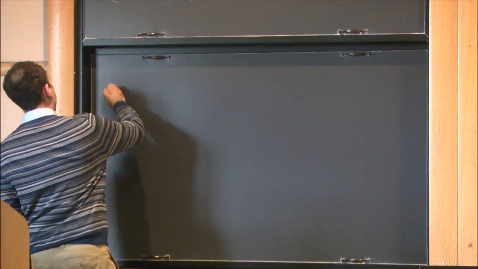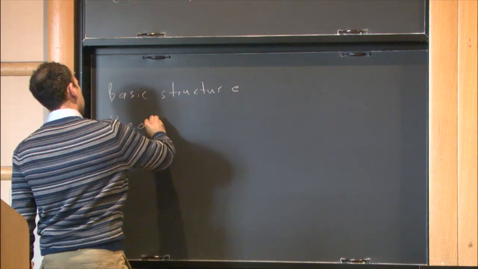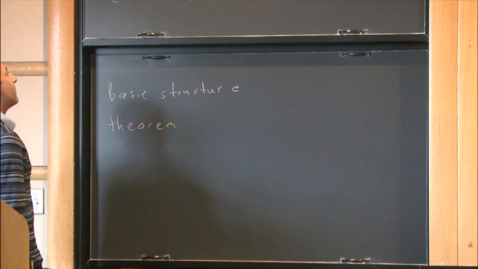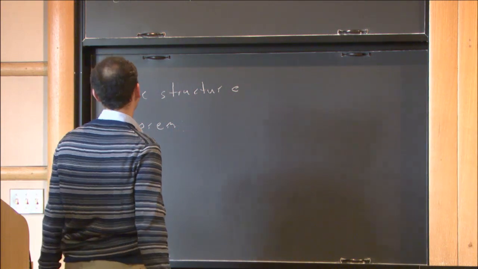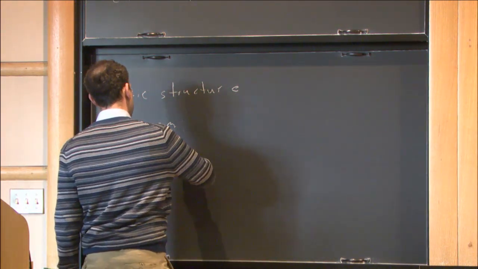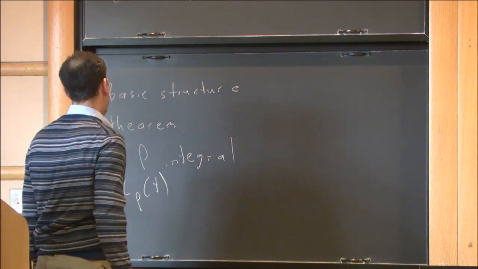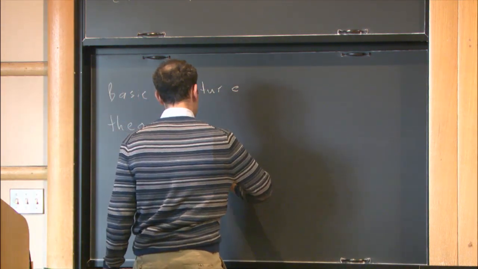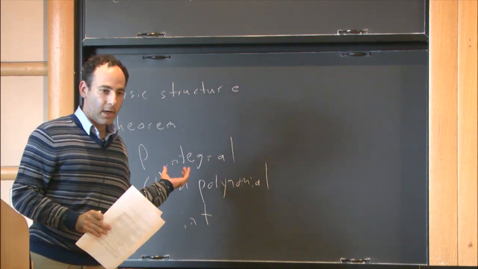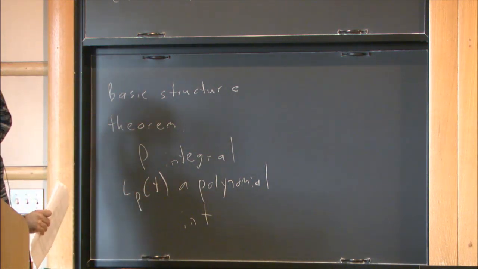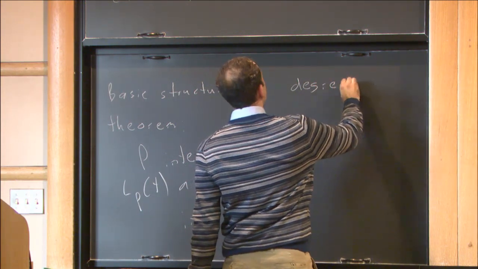So the basic structure theorem of such an object is as follows. The classical observation, due to Ehrhart from the 1960s, is that if I take an integral polytope, meaning that the vertices are all at integer lattice points, then this counting function L_P(t) is actually a polynomial in t. And its degree is the dimension of the polytope.